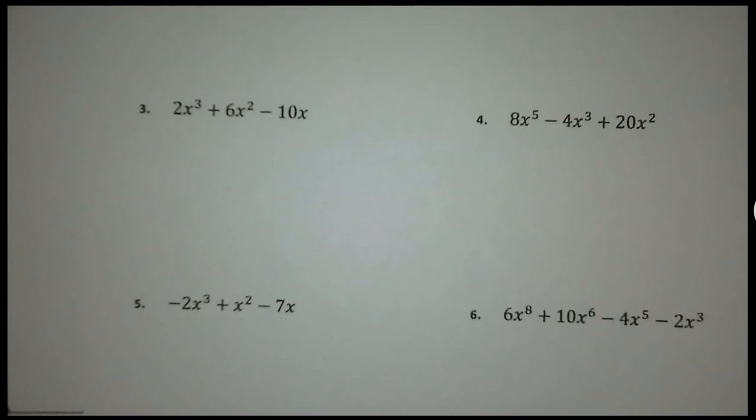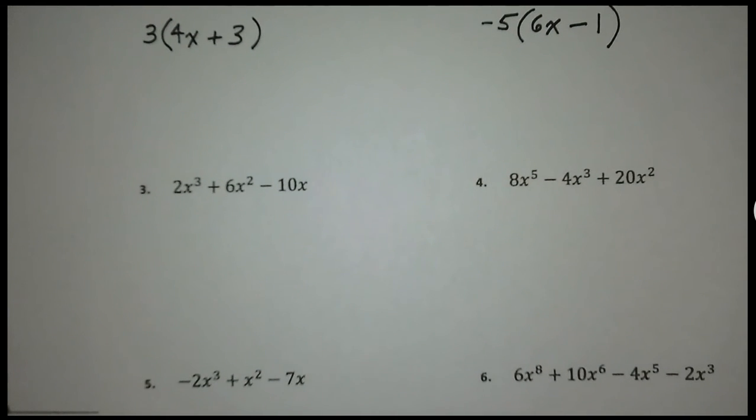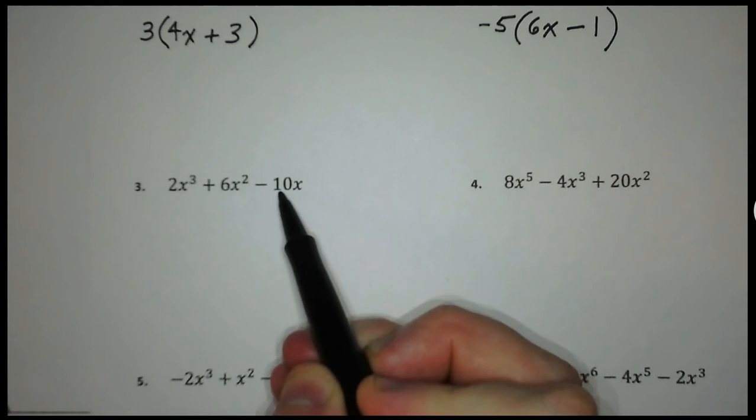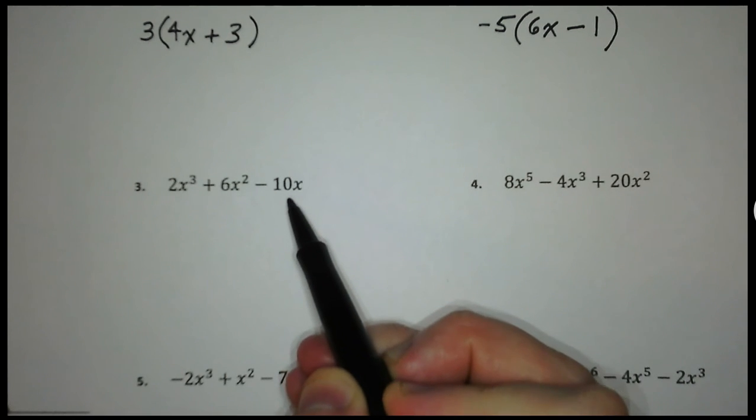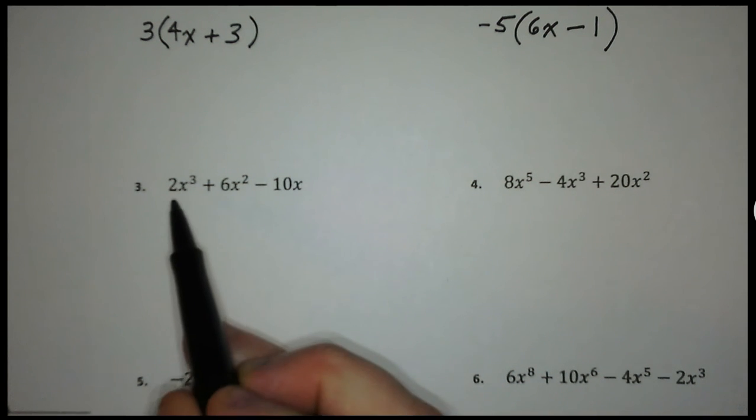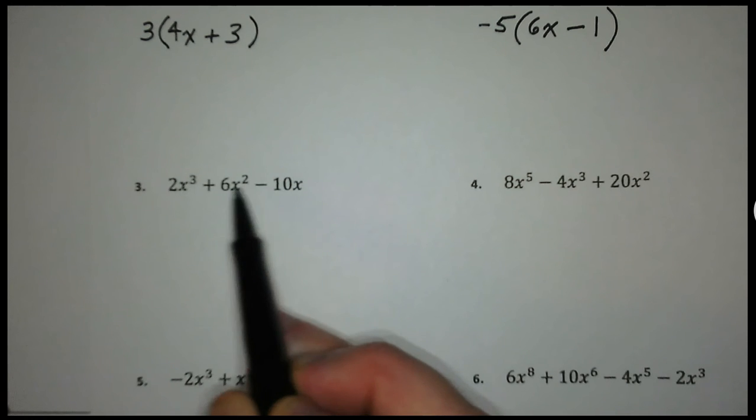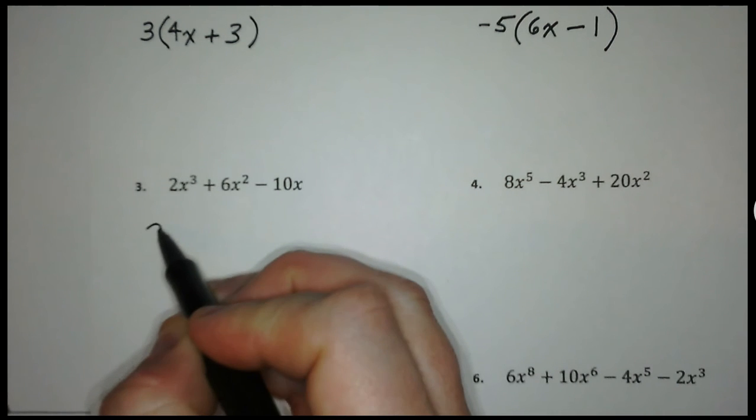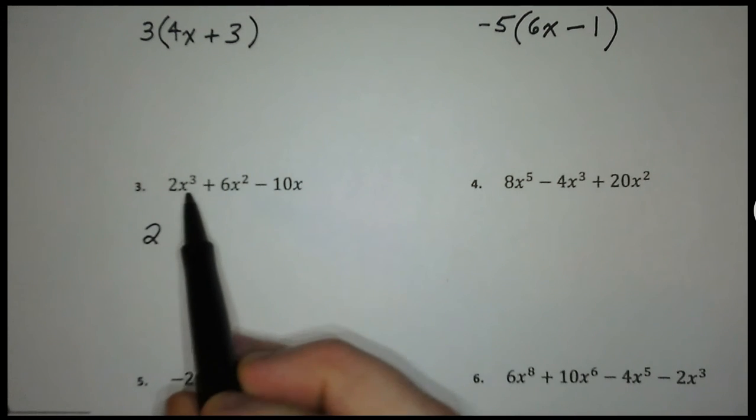Number 3. Okay. Here's what happens here. 2x cubed, 6x squared, and a negative 10x. What is the greatest common factor? What can you divide away from all three terms at the same time? What do they have in common? Okay. Now, when you look at the coefficients, 2, 6, and negative 10, right? What they have in common is 2, that you can divide 2 away from all those. But look at what else these terms have.